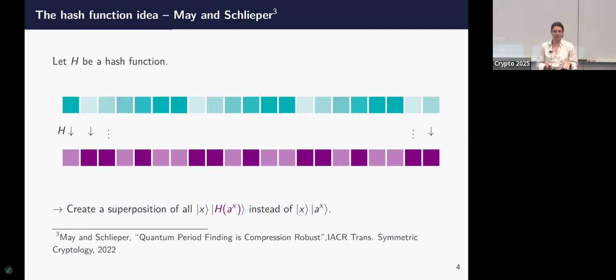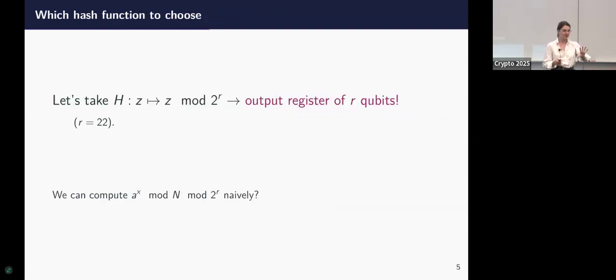This is exactly what we are going to use, and the hash function that we are going to use specifically is this kind of hash function that sends an integer z to z modulo 2 to the r. So basically, h sends z to the first r bits of its representation. This means that in order to represent the hash of a to the x modulo big N right now, we only need an output register that contains r qubits. And we can choose r to be relatively small.